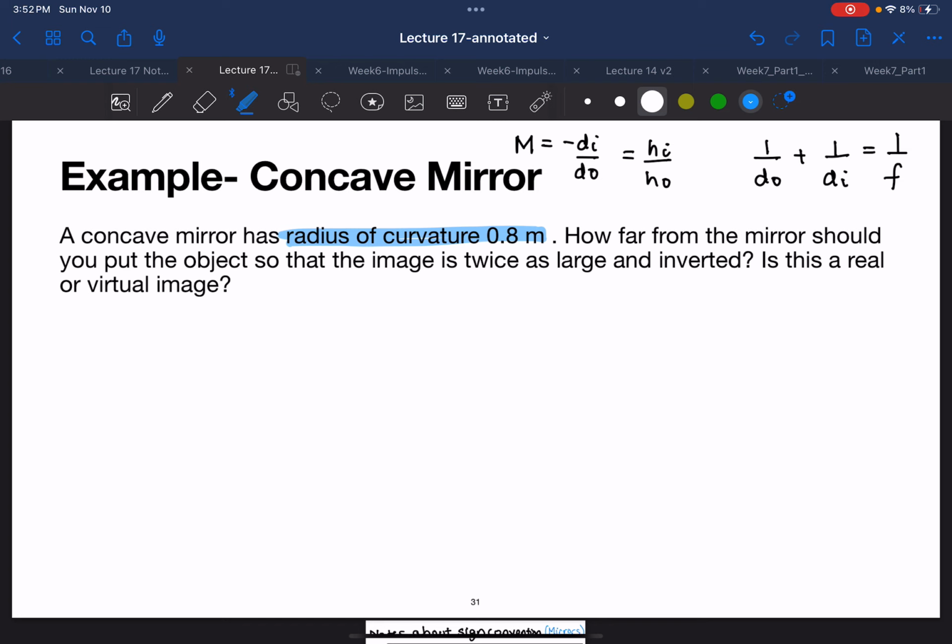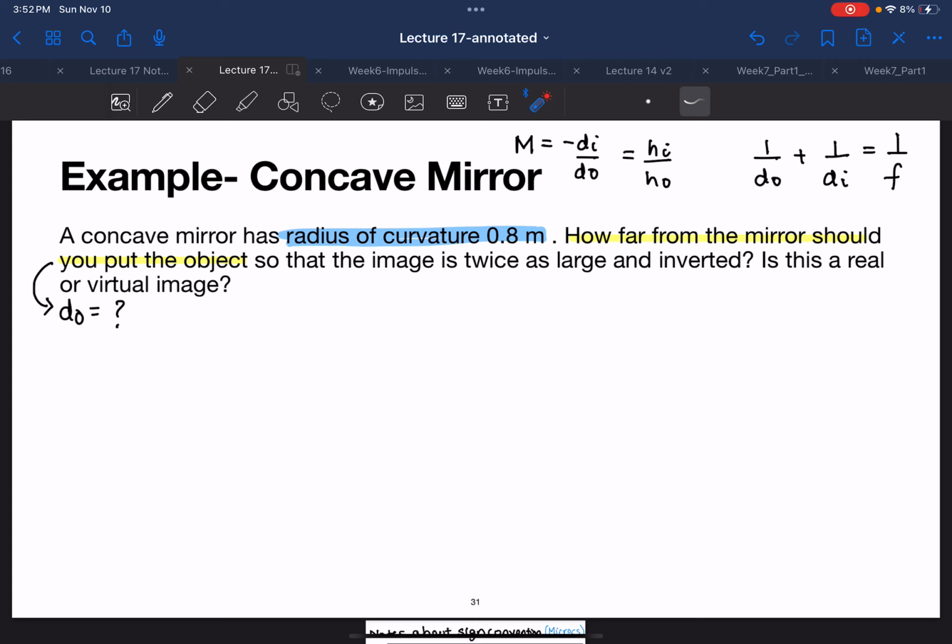And then the question asks, how far from the mirror should you put an object? So we know we're being asked about calculating for object distance. So how far should we put it so that the image is twice as large and inverted?